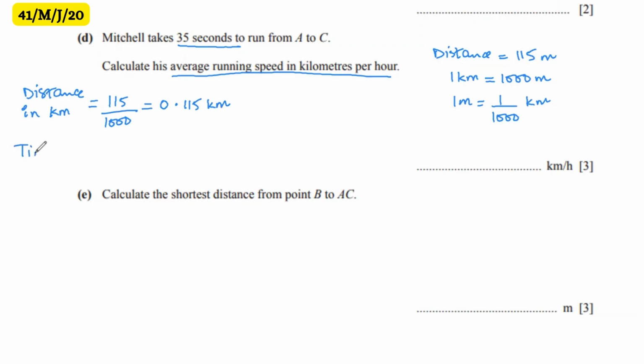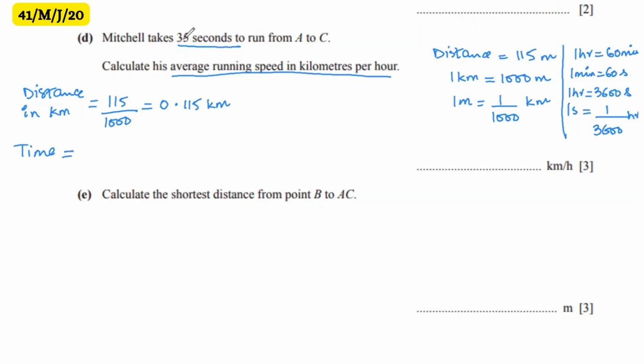Then for time, 1 hour is 60 minutes. 1 minute is 60 seconds, which means 1 hour is 3,600 seconds, and 1 second is 1 over 3,600 hours. Remember, when you're going from a smaller unit to a bigger unit, you divide. But if you're going from a bigger to a smaller unit, you multiply.